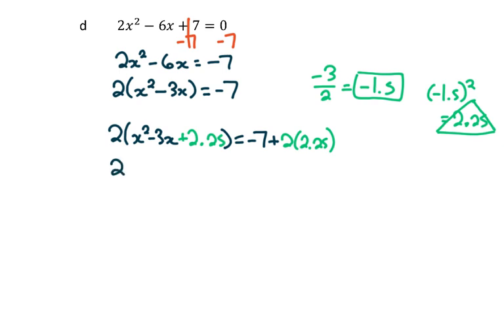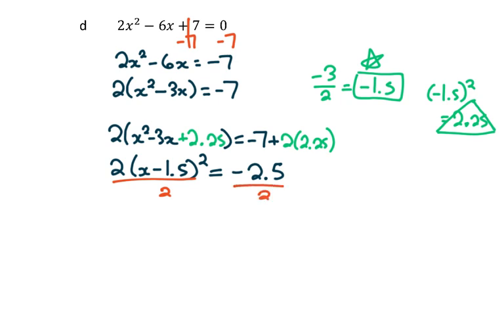For the next step, this 2 is going to carry down. Inside the bracket, we know because of this minus 1.5, this will factor into x minus 1.5 squared. Equals, we'll skip a step on the math here. 2 times 2.25 is 4.5, and negative 7 plus 4.5 is negative 2.5. Again, we can't square root both sides with that coefficient of 2, so we'll divide both sides by 2 to cancel that. Leaves us at x minus 1.5 squared equals negative 1.25.